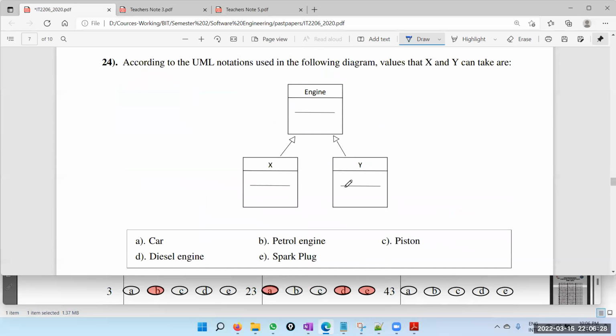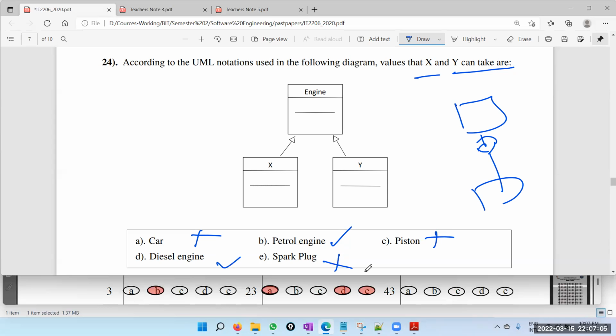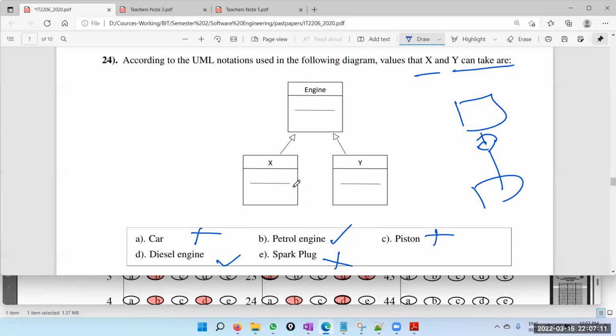According to the UML notation used in the following diagram, values that X and Y can take are, right? Engine, so that means we need special cases. No, car is not a special case of engine. Petrol engine, yes. Piston is not a special case of engine. Piston is a part of the engine, composition, not a special case. Diesel engine, yes. Spark plug, no. Petrol engine and diesel engine. 24, B and D. Right?